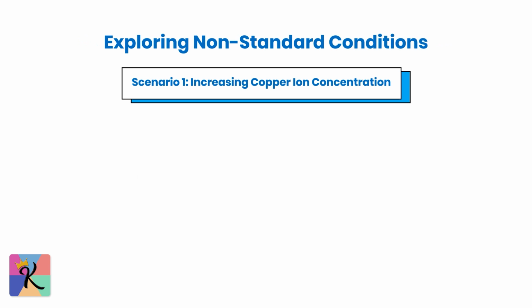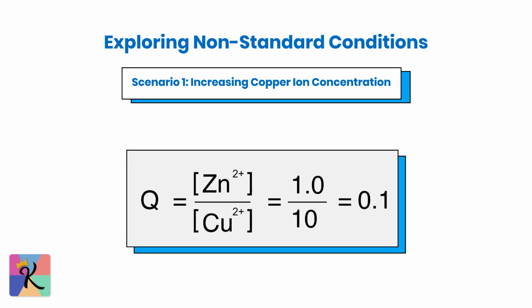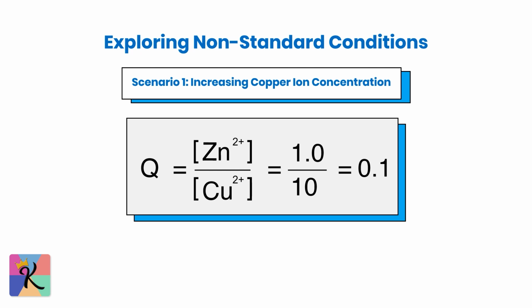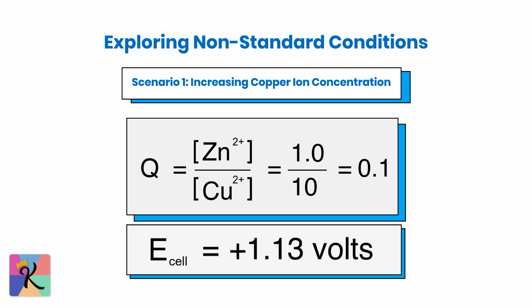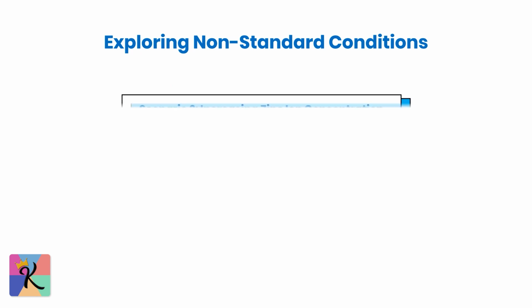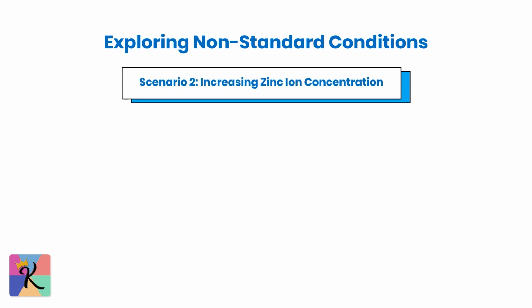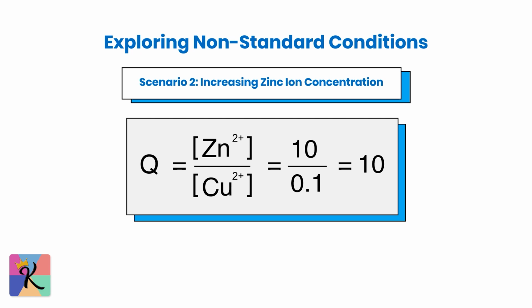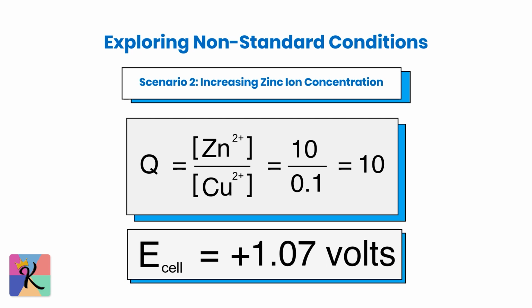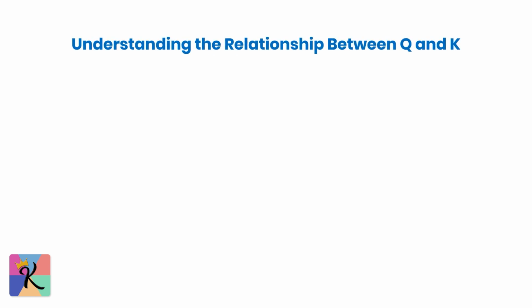Now, what happens if we change things up? Let's increase the copper ion concentration to 10.0 molar while keeping zinc ions at 1.0 molar. With this change, Q becomes 0.10. Plugging this into the Nernst equation, we find our new instantaneous voltage has increased to plus 1.13 volts. Now, let's flip things. We keep copper ions at 1.0 molar, but increase zinc ions to 10.0 molar. This time, Q equals 10.0. Substituting this into the Nernst equation, our voltage drops to plus 1.07 volts. As you can see, increasing Q decreases the cell voltage.